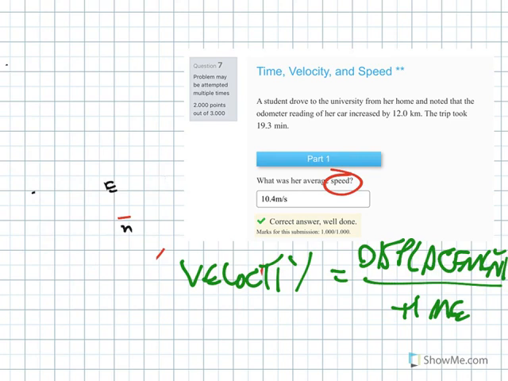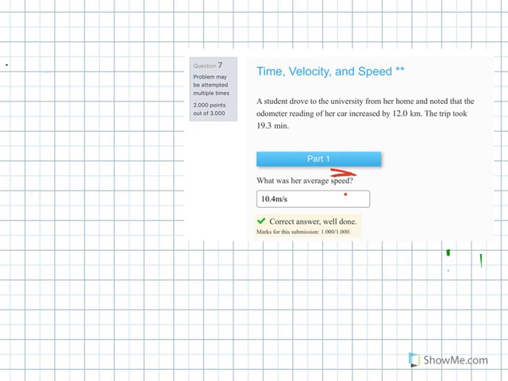So here, you drove. Your odometer on your car tells you the distance, okay? So that 12 kilometers, odometer reading, that's the distance. Okay, and they tell you how long it took, 19.3 minutes, all right? So you want to know your speed, right? So speed is, as we just said, distance over time.